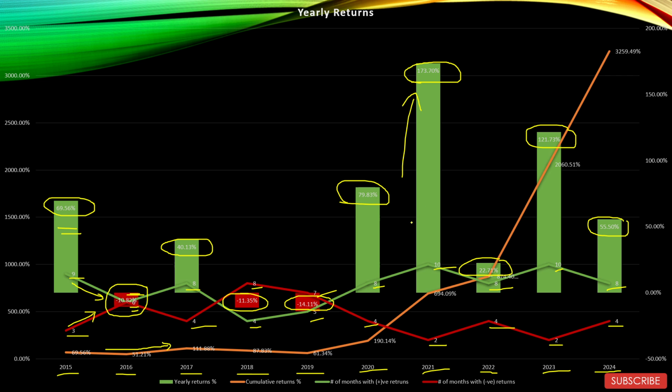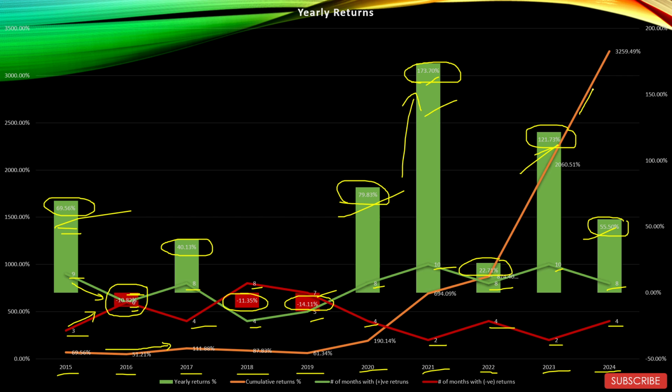So all in all, I can see at least 5 years which have given more than 50% returns, and a couple of them have actually given more than 120% returns. So extremely good 10 years, and specifically the last 5 years are extremely good. Let's see the cumulative returns.